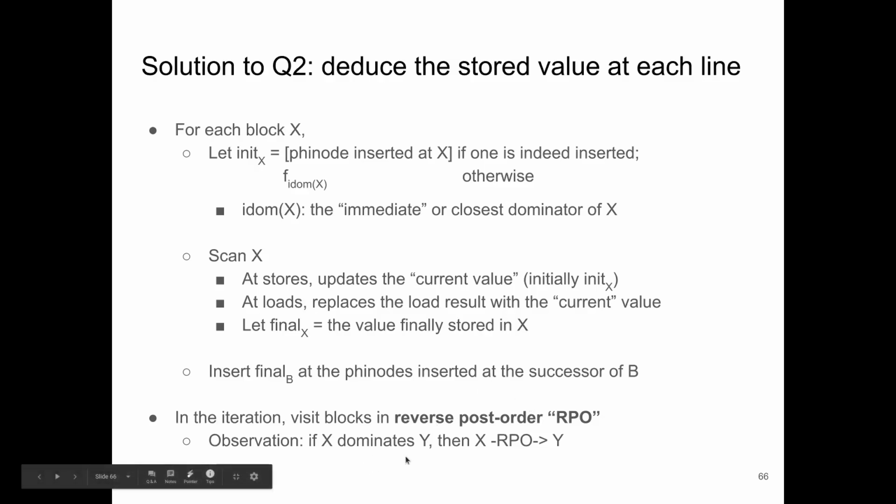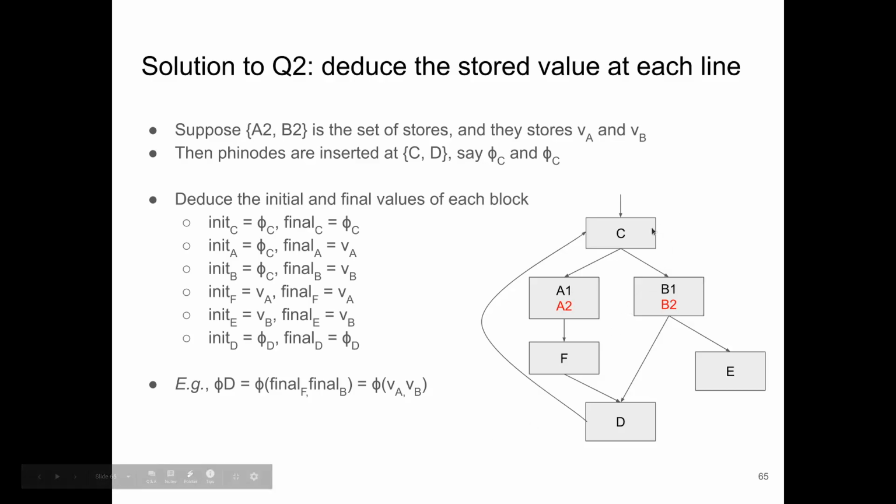If x dominates y, then x is ordered before y in this reverse post order. So for example, C is dominating everything, so C is at the beginning of this reverse post order. And similarly, A is dominating F, and as a result, A is ordered before F in this reverse post order.